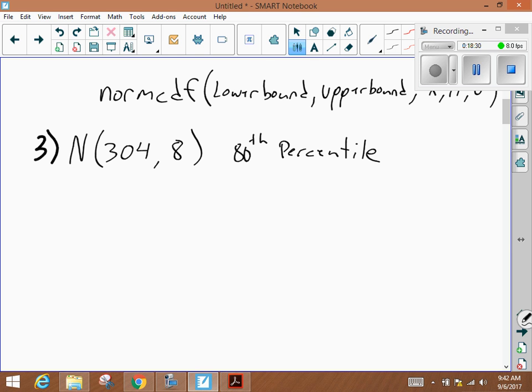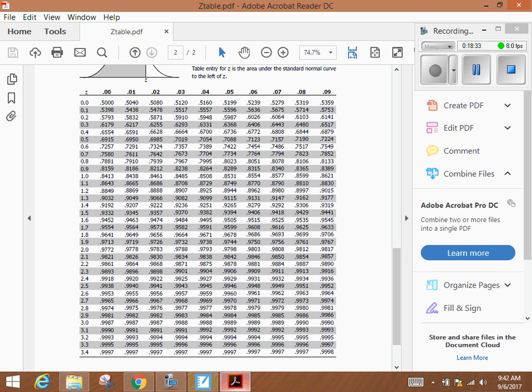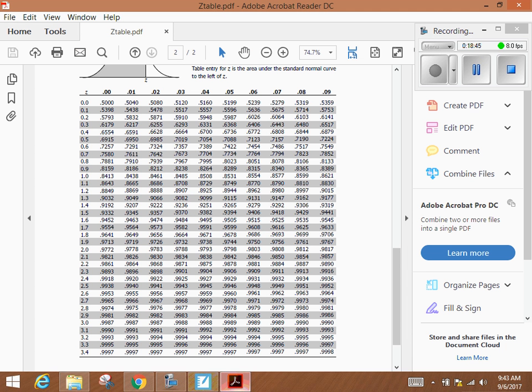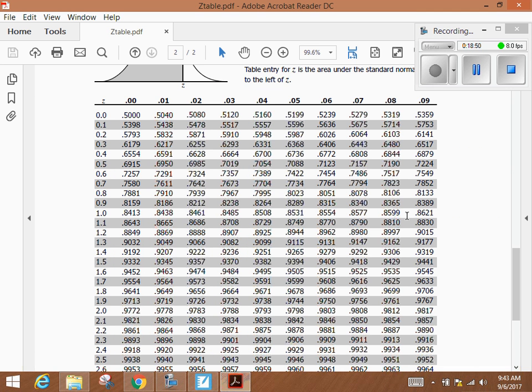Okay, well, I could use the table approach. Let's go to the table. Let's find a z value for the 80th percentile. Z value, the standardized value, 80. Which one's closer? This one. So 0.84 would be our z value.